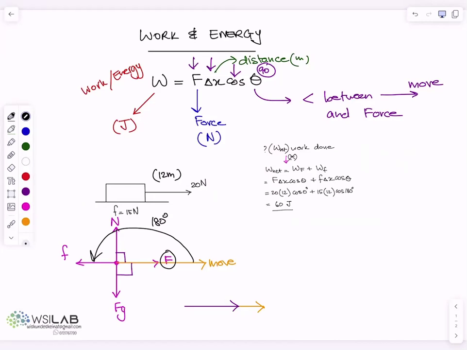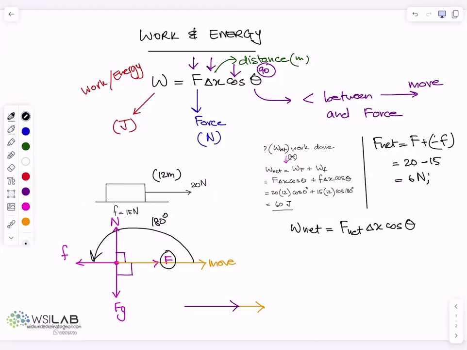Happy? Everyone finished? Yes, sir. Look at another method. You could also have said the net work done is F net, the net force, times delta x cos theta. Then you could have gone and worked out the net force. F net is the applied force minus the frictional force. And that would have been 20 minus 15, and that is 5 newtons to the right. That's your net force. Then you can put it in here, 5 times 12.